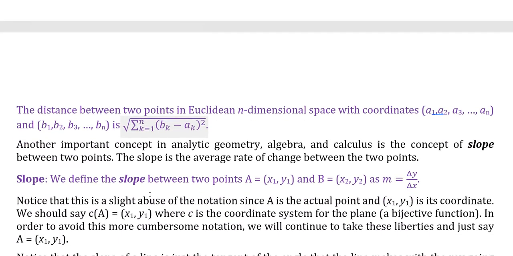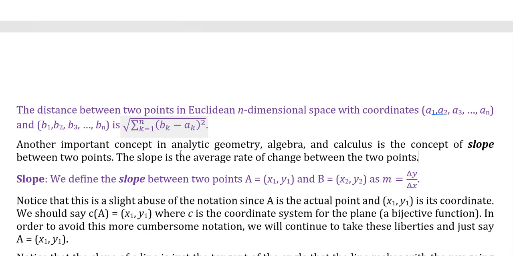Okay, so we're going to define the slope between 2 points A equals x1, y1, and B equals x2, y2 as m, which is the typical letter we use for it. It's just delta y over delta x. Again, delta y is y2 minus y1. Delta x is x2 minus x1.